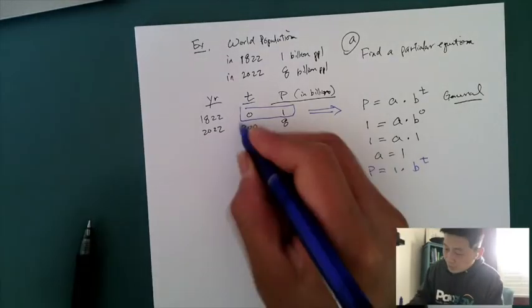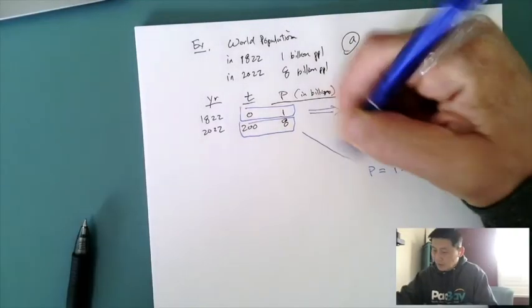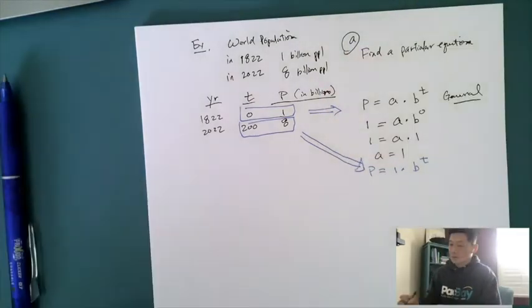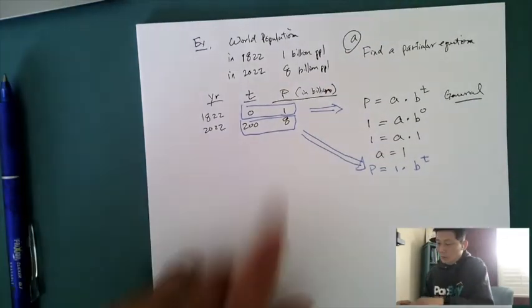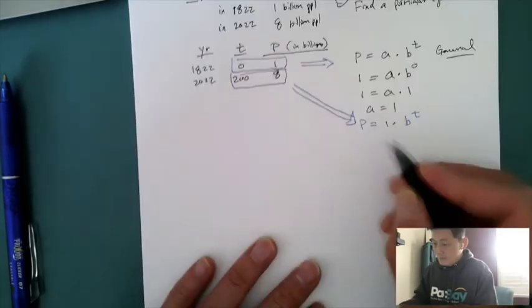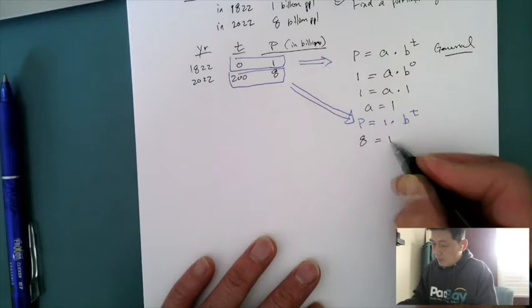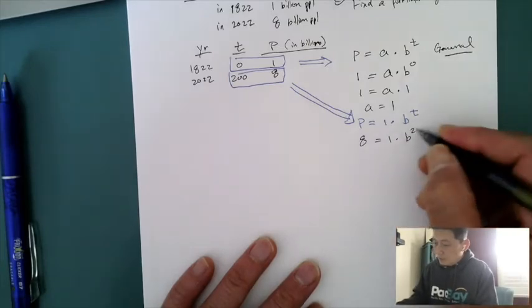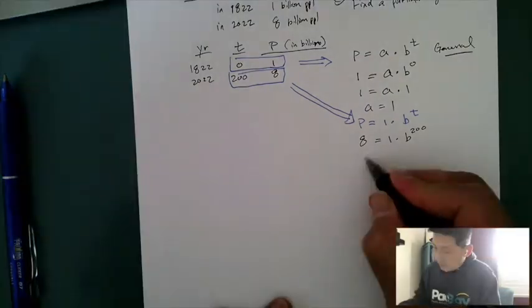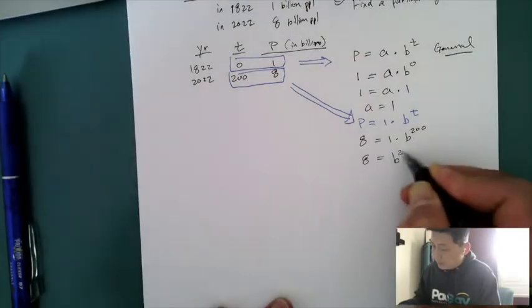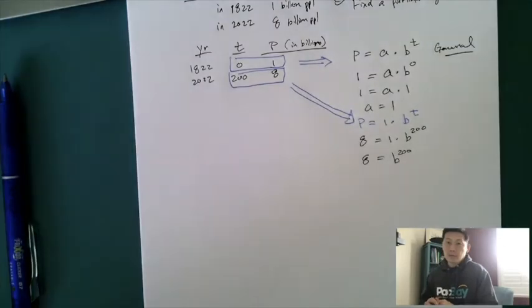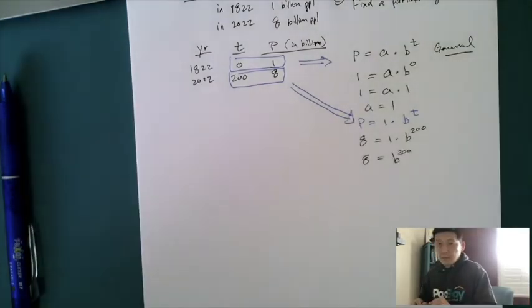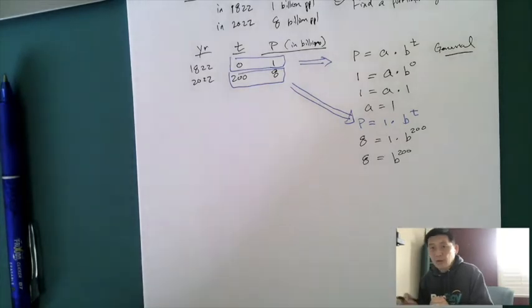So now we need to take the second set and apply and put it into this equation. Okay, so P now in this case is 8. 1 is still 1. B we don't know, but T is equal to 200. Okay, so 8 is equal to B to the power of 200. So what's B then? Well, in order to find B, we need to get rid of the exponent, the 200 power. In order to do that, we take the root of 200, right?